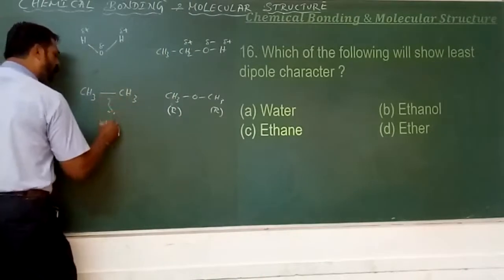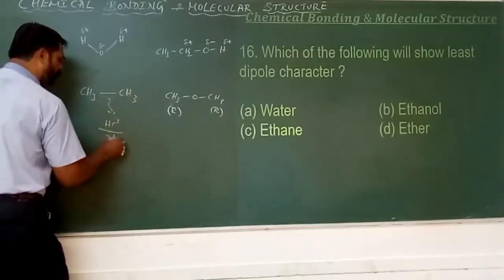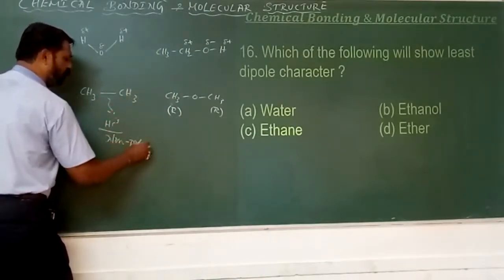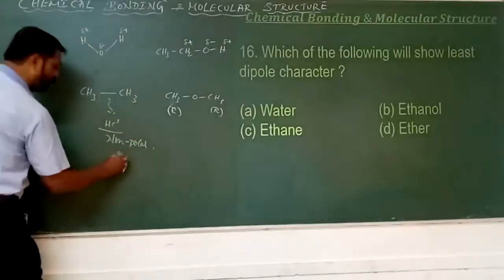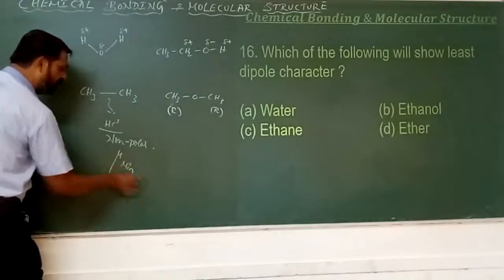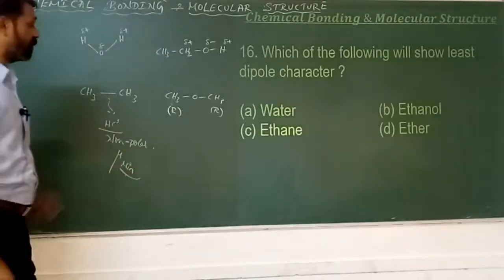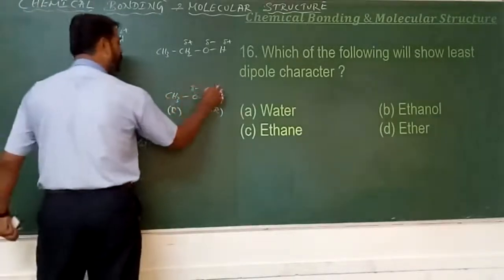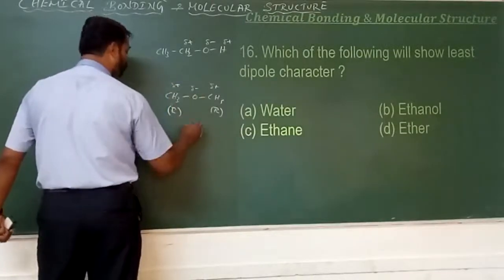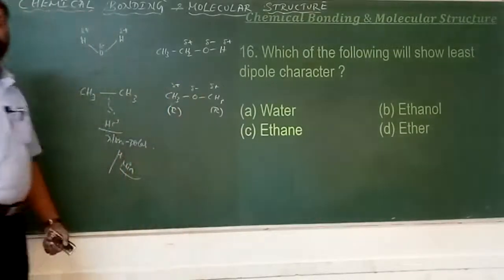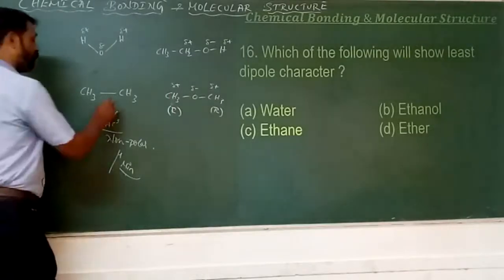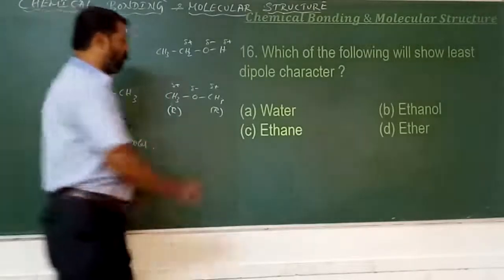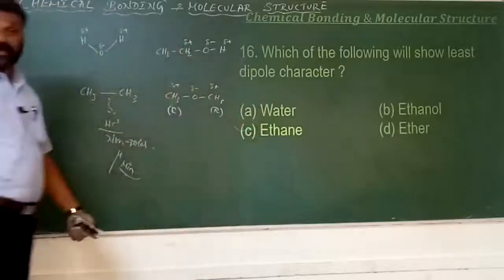These are hydrocarbons. Usually hydrocarbons are the best example of non-polar. If it is non-polar, the mu is going to be the minimum. Minimum dipole character is observed in this case. So here it is delta minus and here it is delta plus. Therefore, the minimum dipole character is observed strictly in the hydrocarbon, and that hydrocarbon is going to be ethane. Okay?